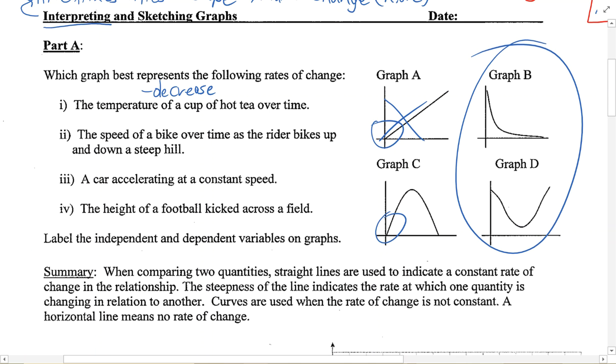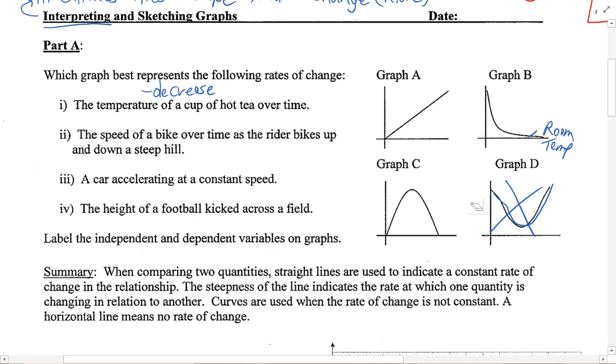So if you boil a cup of water and you let it sit, the temperature would go down, that's correct, but then would the temperature go back up? No. But graph B is correct because you start up high and the temperature goes down, and then once it gets to room temperature, it's going to start slowing down. And it'll just adjust to room temperature and not cool down any further. So that's what happens with the temperature of a cup of hot tea over time. There will be a decrease in the rate of change. So this is B.